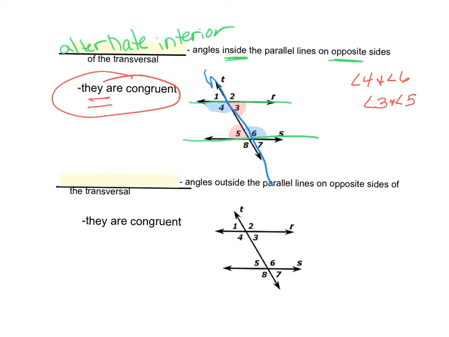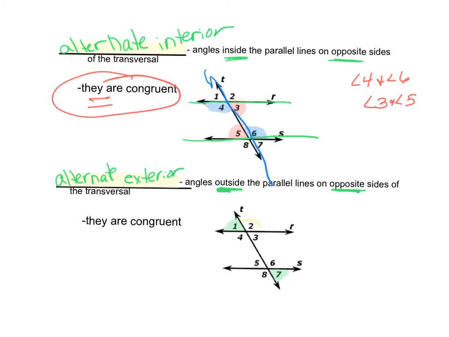All right. Outside the parallel lines and opposite. Opposite would be alternate, and outside would be exterior. So alternate exterior angles. So let's color. I'm looking outside on opposite ends. So angle 1 is definitely exterior, and it's to the left of the transversal. So I'm going to look at an exterior angle to the right of the transversal. So that is angle 7.